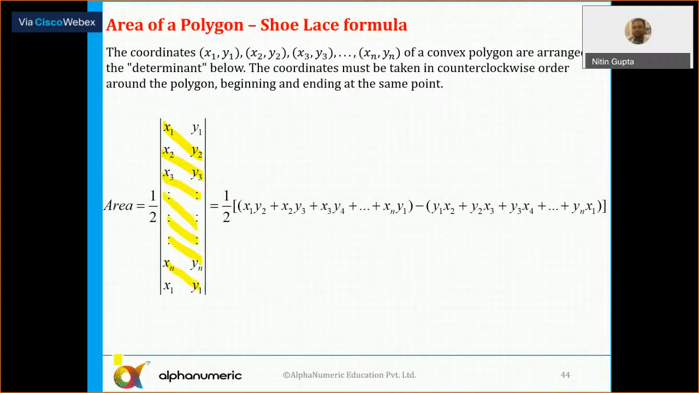And then minus, you can take the product here like the shoelace. Let me draw it here. x2 into y1, x3 into y2, like this. So that is known as the Shoelace formula. This formula is valid for any figure. You can apply this formula even for triangles also.